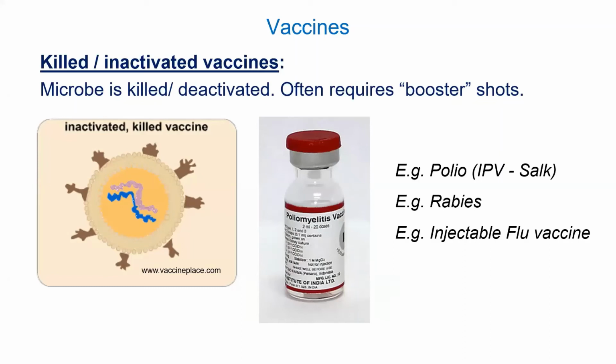And so there's another polio vaccine. The one that probably most of you got is the injectable polio vaccine. That is a killed virus. Rabies vaccine, the usual flu shot, is also a killed or inactivated virus as well.